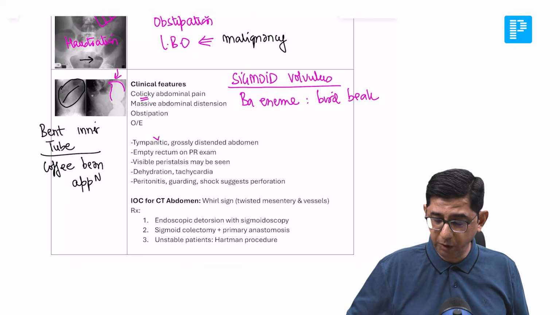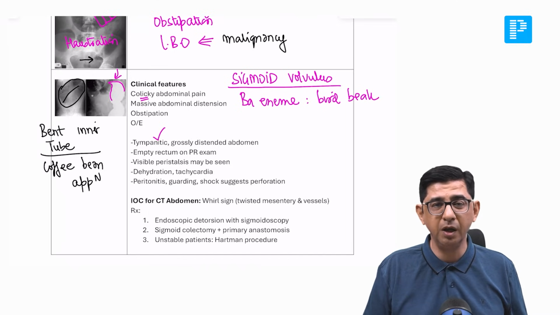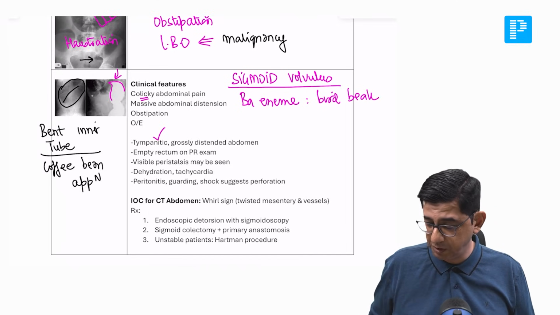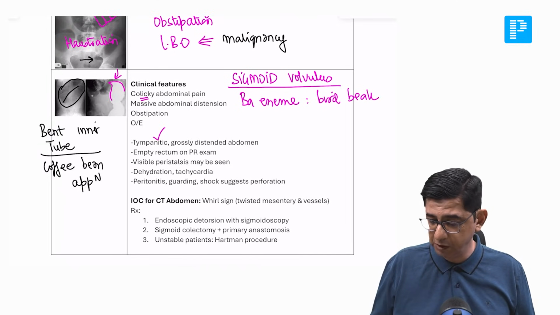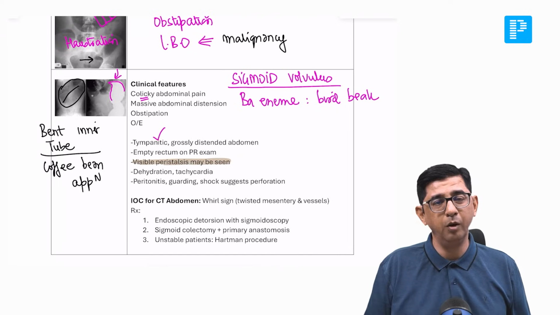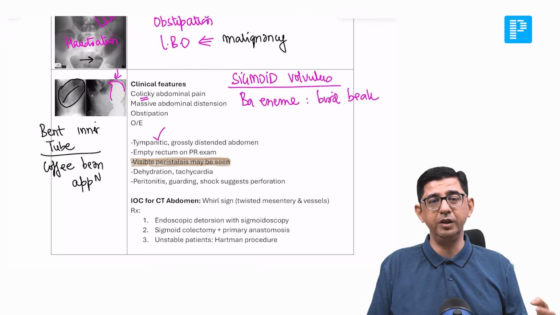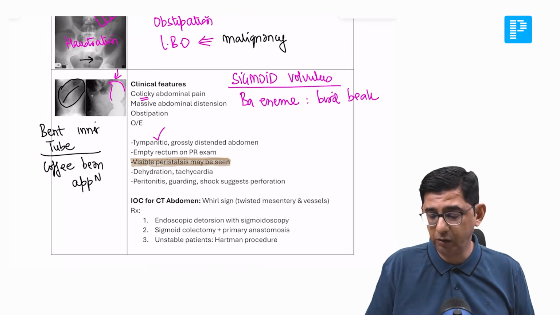The note on the abdomen would be tympanitic. There's an empty rectum on rectal examination. Sometimes visible peristalsis may be seen. Traditionally, we read about visible peristalsis with congenital hypertrophic pyloric stenosis, but that will also come up in the discussion. But at the moment, the visible peristalsis is being discussed for a patient where the distal part of the bowel tends to rotate on one side.